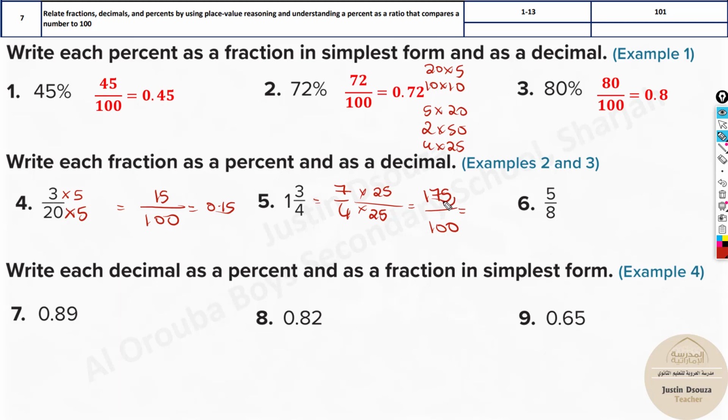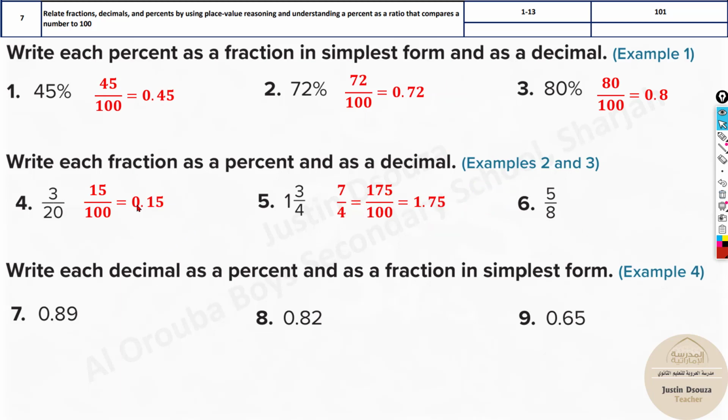This will become 2 decimal places beside. It will be like this. 1.75 is the answer here. I hope this is clear. It's 1.5 and 0.25, 1.75.